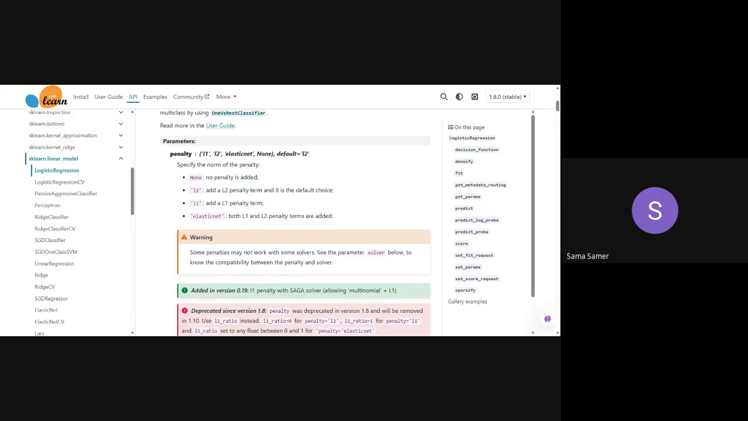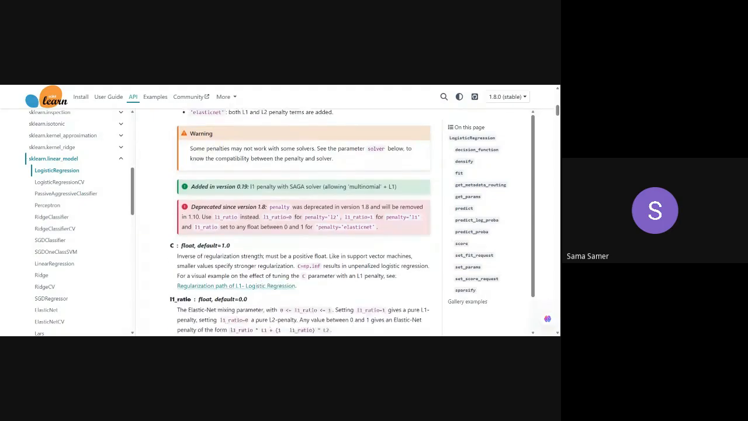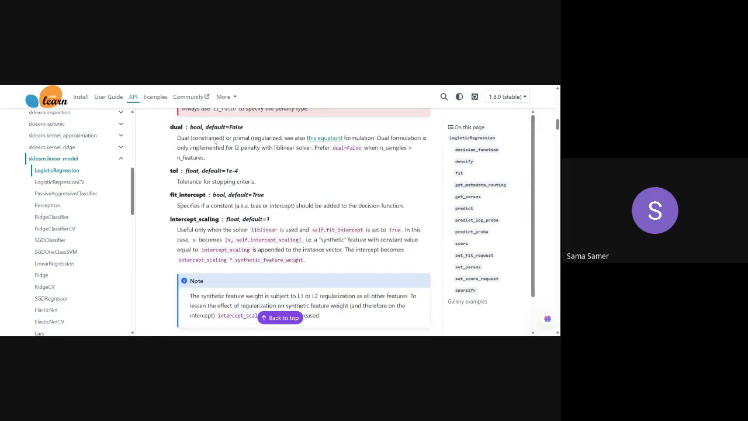Penalty, which is an error or something like this. So we have L1, L2, and so on. You have to take care about it, and we want to use it until doing an enhancement or so on.